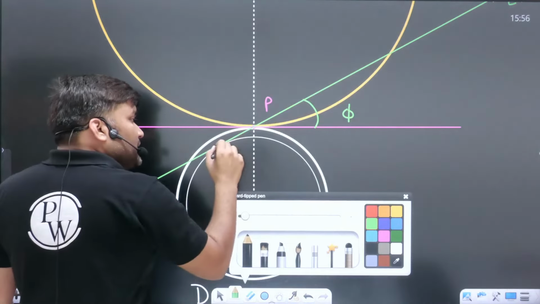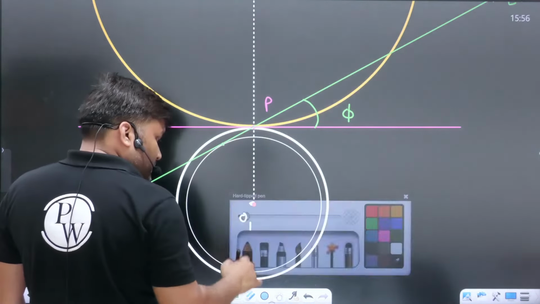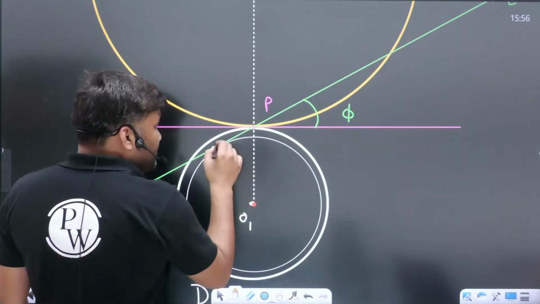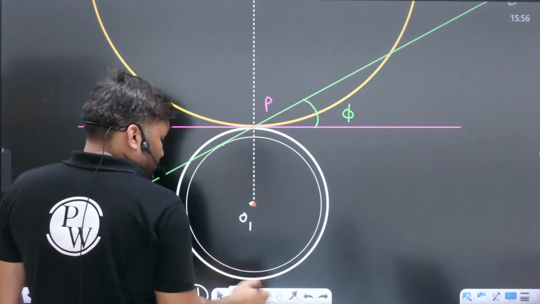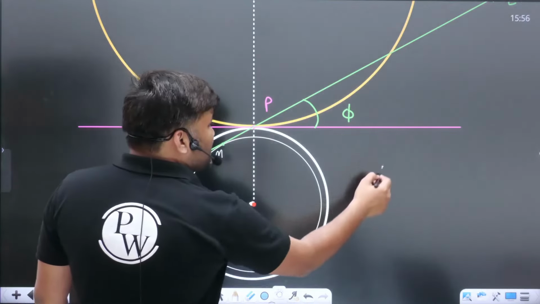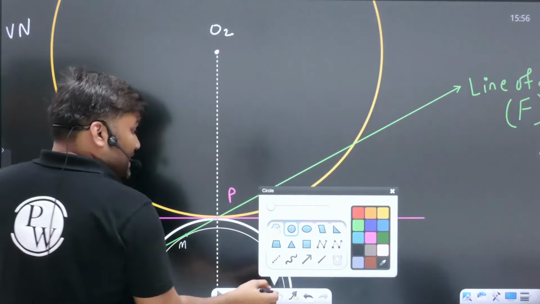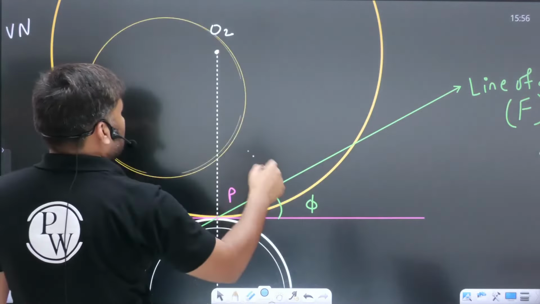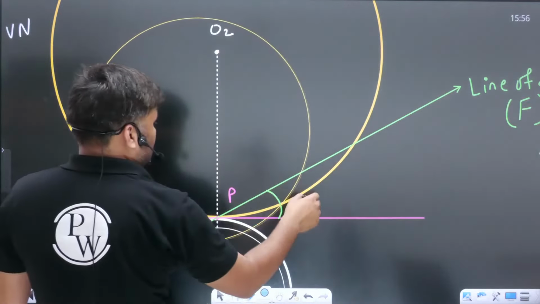Line of action is touching the base circle somewhere here. Let me call this point as point M. This is point M. And similarly, you are going to have the base circle of the gear also, beta. Exact diagram we are drawing, beta. The base circle of the gear looks something like this.